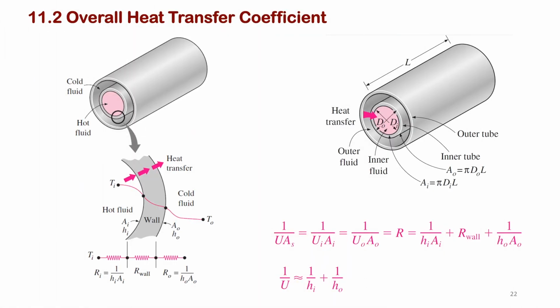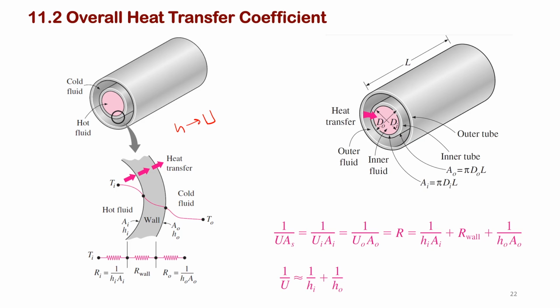So the next topic that we are going to talk about is overall heat transfer coefficient. We briefly talked about this in chapter 3 when we introduced the concept of resistance. When you are dealing with heat exchangers, we will always be using this concept. We will always be replacing h with U.